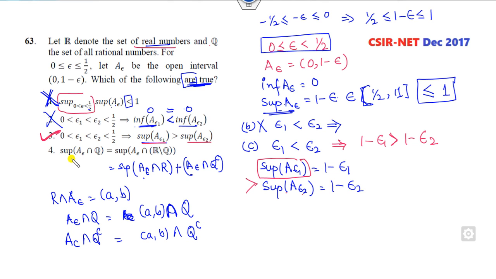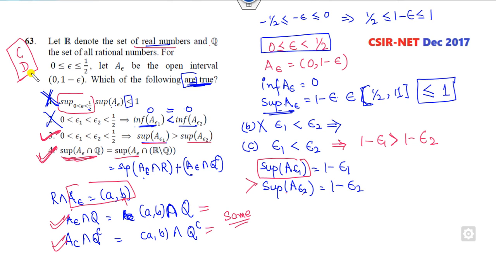Fine. Now your target is to find the supremum of this A epsilon. We already found the supremum, whatever is there; the supremum is dependent on the limits. Here the limits are all the same. So what is the meaning of that? Supremum of this is equal to the supremum of this is equal to the supremum of this. So both are my correct options because they are independent of this Q or R. So the right answer is that C and D are my correct options.